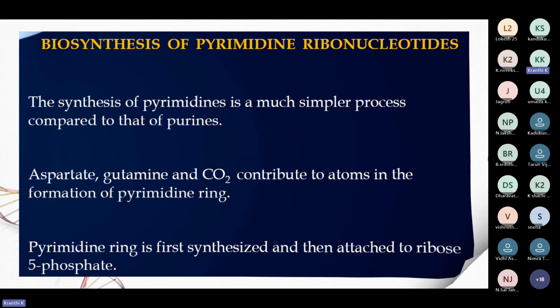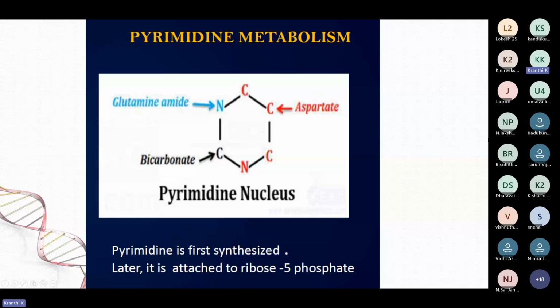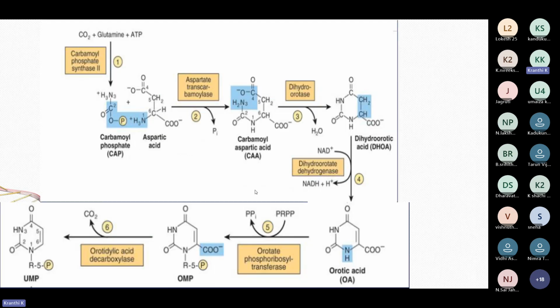Okay, then this is a pyrimidine structure. As I told you, it is derived from simple molecules, like glutamine amide, aspartate, then bicarbonate. So it is having only these three. What are these three? It just needs glutamine, carbon dioxide, and ATP. Okay, so aspartate. So this is a pyrimidine nucleus. It's a single ring structure. Now, coming to the biosynthesis. So, how is this synthesized?